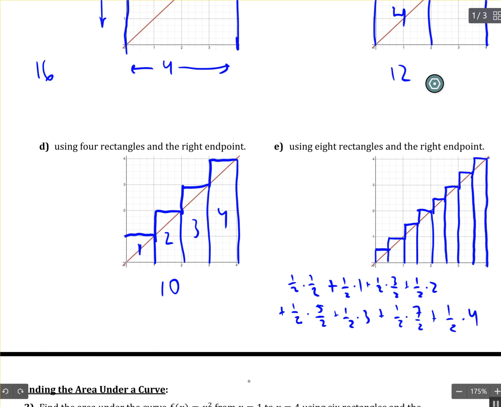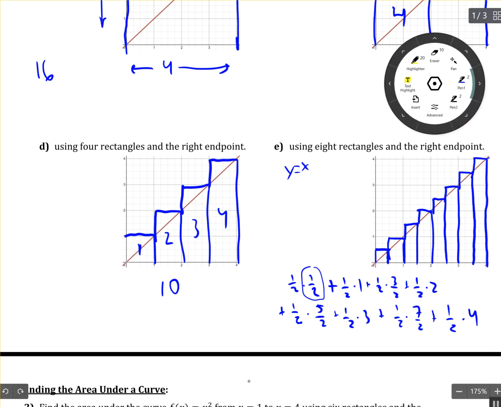Hopefully you can see where I got all those values. Again, 1/2, because each of the widths of these rectangles is 1/2. And then notice the height of the rectangle is the value of the function at the right endpoint. Remember, we're using y equals x. So the right endpoint on the first one is 1/2, and that's where this 1/2 comes from. And then the right endpoint on this one here, let me switch colors so it's a little bit easier to see.